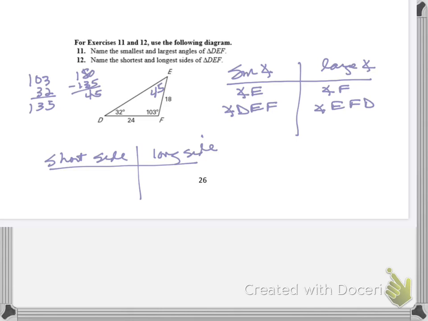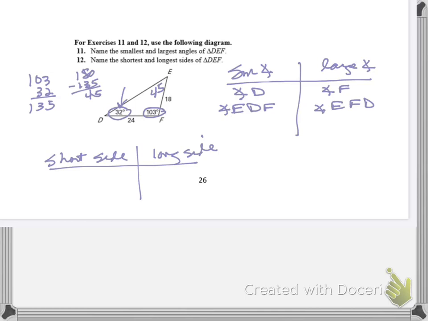So let me see if I lost my head here. Oh, I did lose my head. Okay, so let me go back and let's fix this, because what do we know? We know that this is the smallest angle right here at 32. So this is angle D, and this is why it's always important to check your work, even if you are the teacher. And I can also call that EDF. Okay, so let's just check. Angle F is the biggest, and angle D is indeed the smallest.